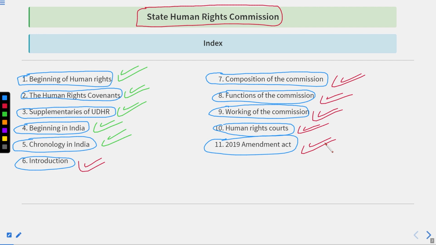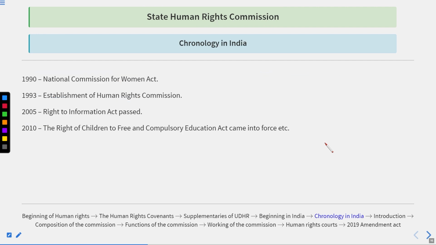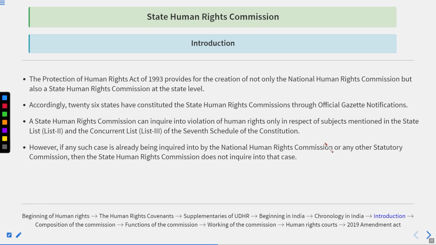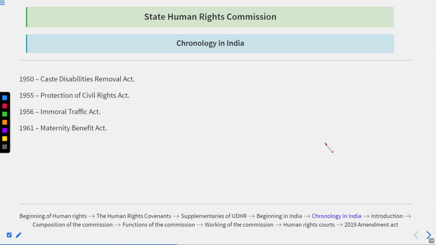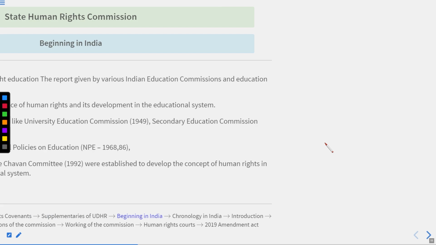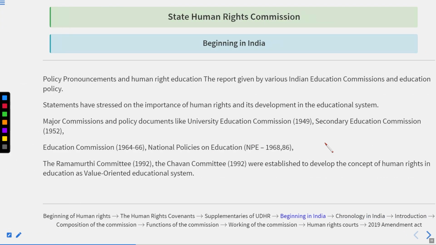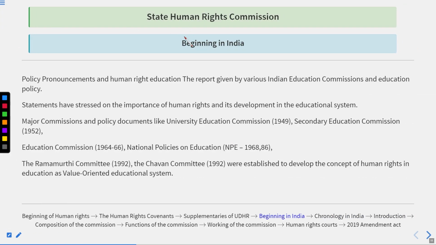So basically in this lecture we will start from where we left off in the previous one, that is the introduction part. But before this, let us recall what we had discussed in the previous lecture. Basically, in the previous lecture we discussed the beginning of human rights in India, all right. We discussed that the approach is quite different from the world. In the world the approach was political; in India it was that of education.